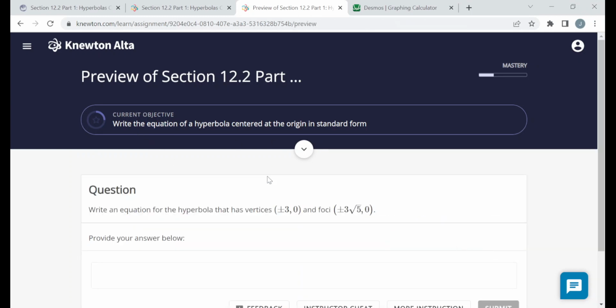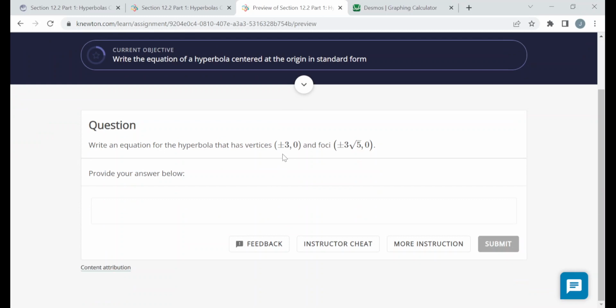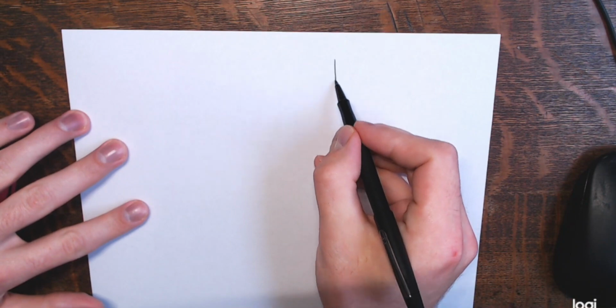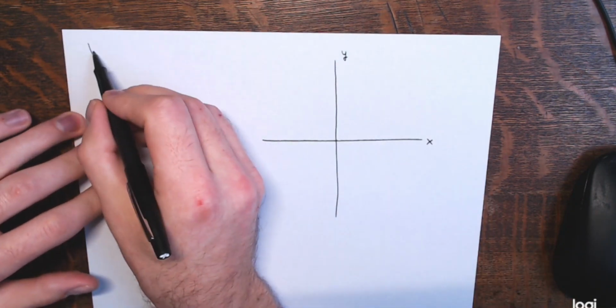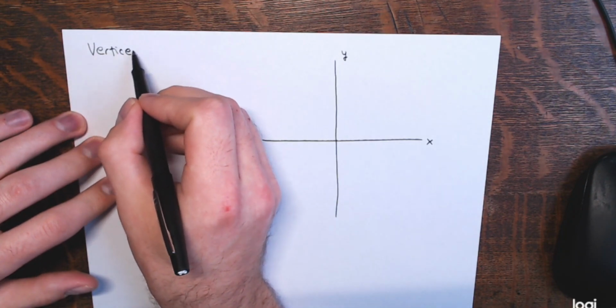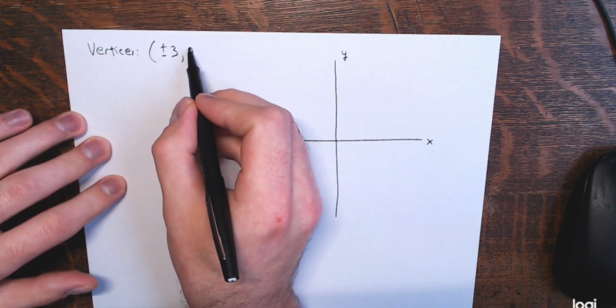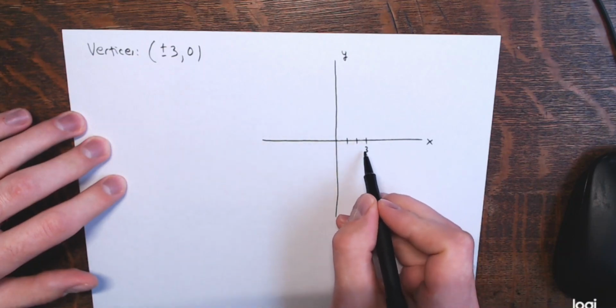So another equation one, where this time, all right, I'll do one more of these where I draw it. The vertices are at 3, 0, and -3, 0, and the foci are at 3 square root of 5, 0, and -3 root 5, 0. All right. So again, a little drawing off to the side here. The vertices are at positive or negative 3, 0. So the center's at the origin, right?